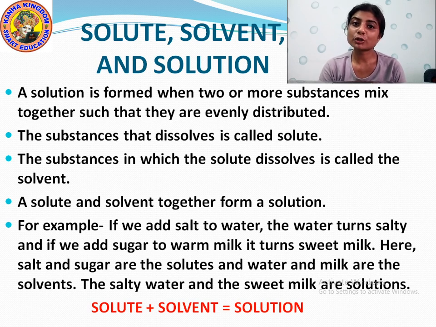When you mix sugar and water together, it becomes a solution. It becomes a sugar solution. Yes or no? So, this is the example of solute, solvent and solution. A solution is formed when two or more substances are mixed together and they are evenly distributed. Evenly distributed means equally distributed in the water.